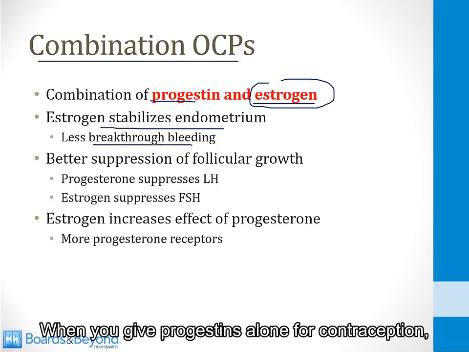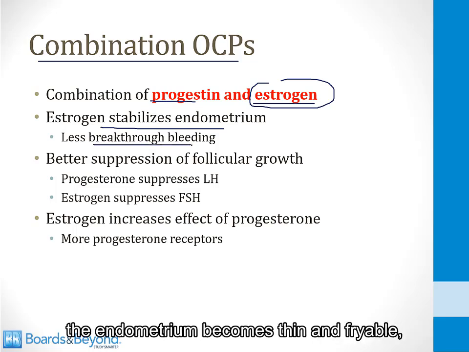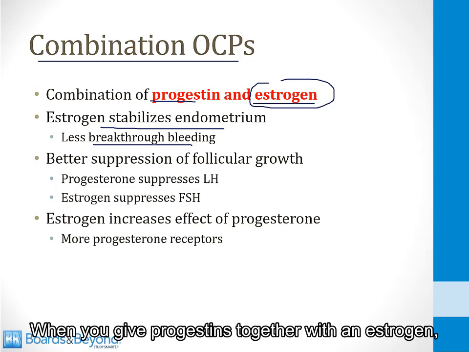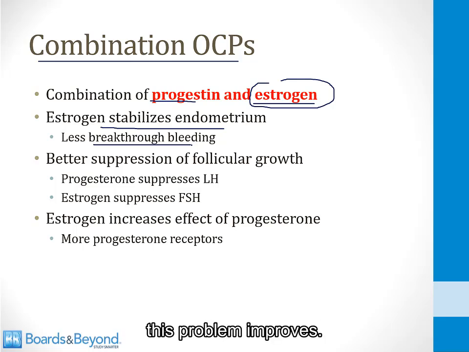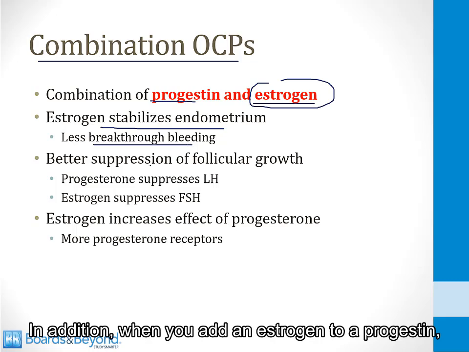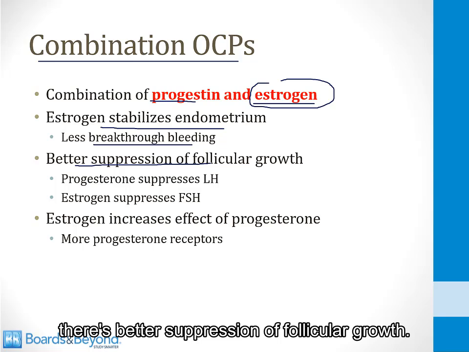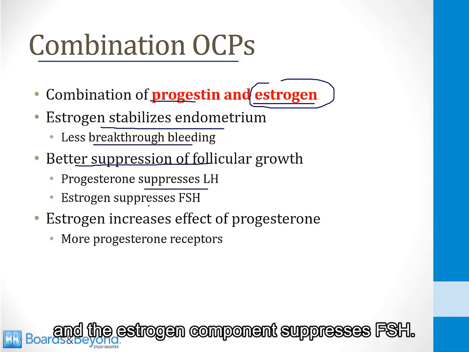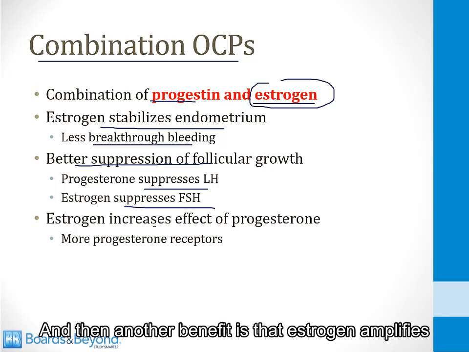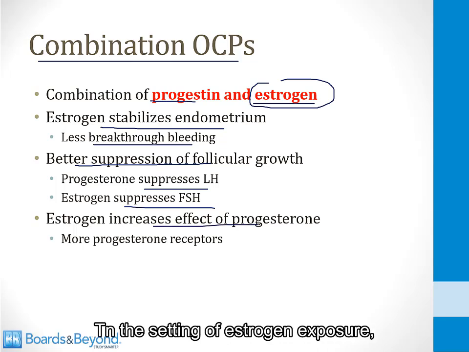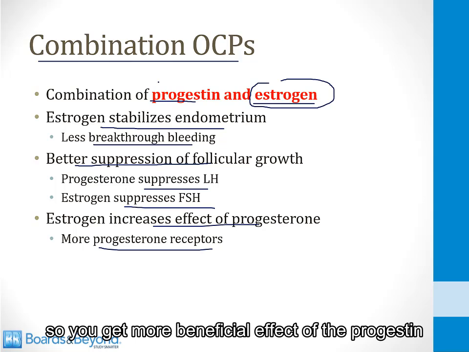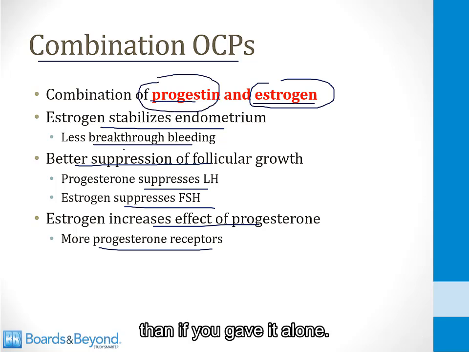When you give progestins alone for contraception, the endometrium becomes thin and friable, and that leads to lots of spotting and breakthrough bleeding. When you give progestins together with an estrogen, this problem improves. In addition, when you add an estrogen to a progestin, there's better suppression of follicular growth. The idea here is that the progestin suppresses LH and the estrogen component suppresses FSH. And then another benefit is that estrogen amplifies the effects of progesterone. In the setting of estrogen exposure, there are more progesterone receptors on cells, so you get more beneficial effect of the progestin than if you gave it alone.